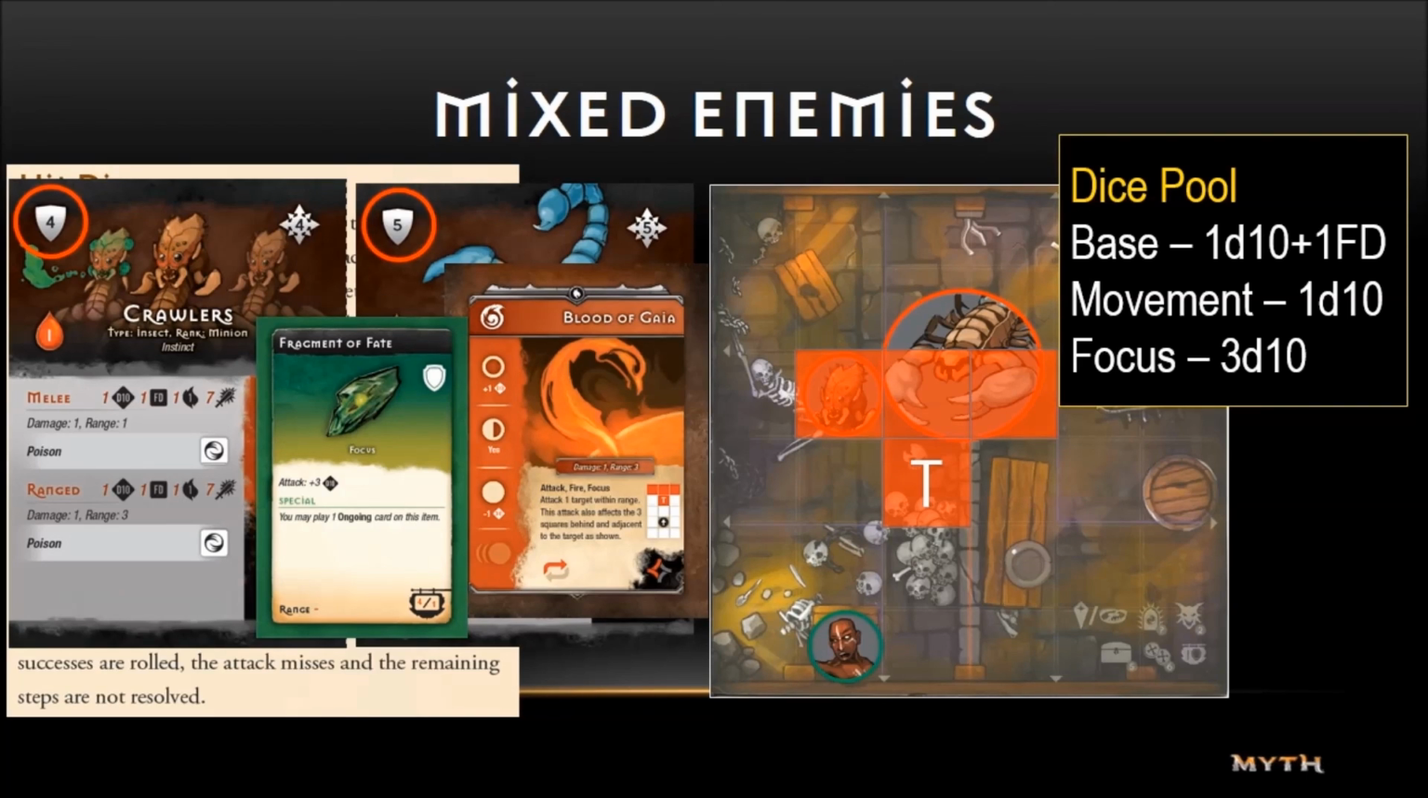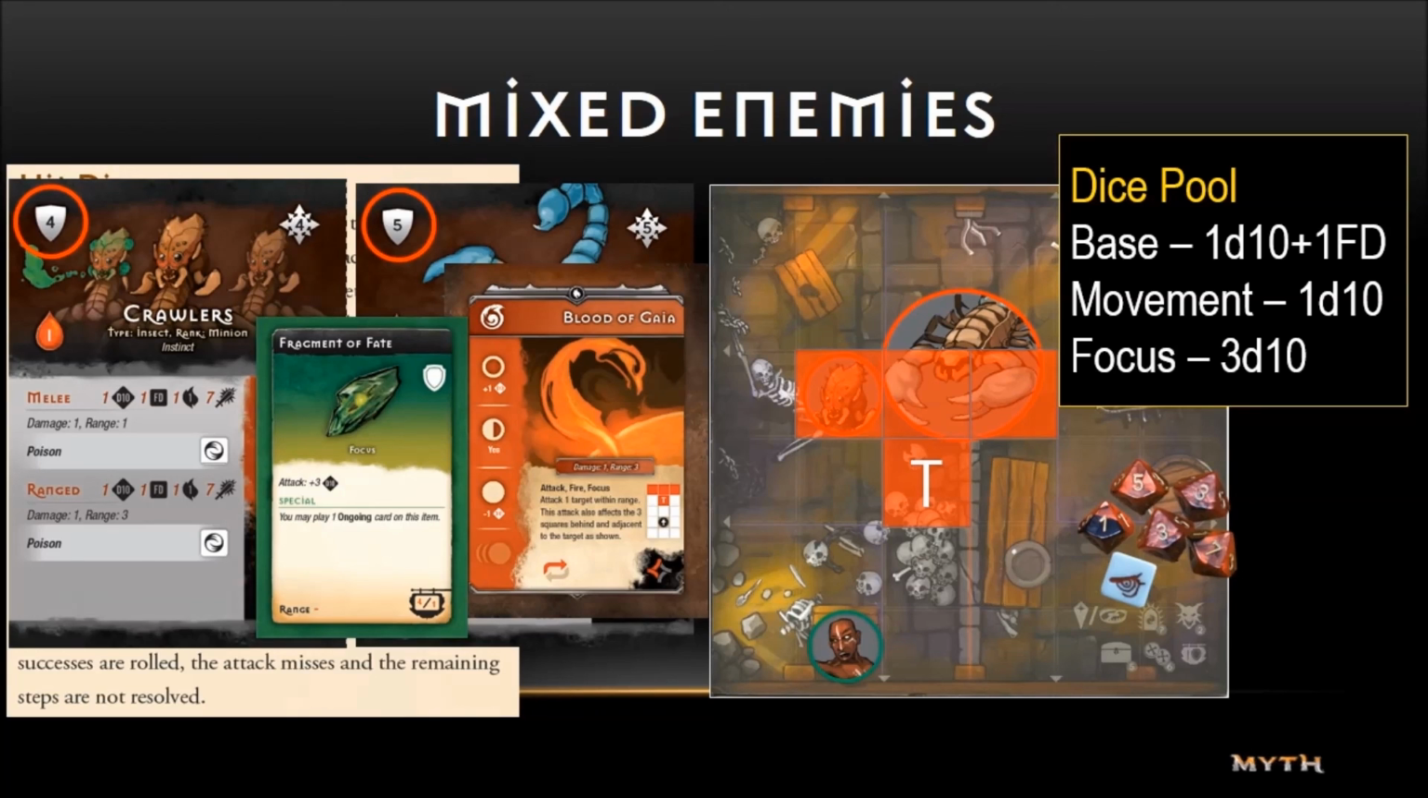I then, because this is a focus attack, can use my focus item, which is the Fragment of Fate, giving me an additional 3d10 for my dice pool roll. So a total of 5d10 and 1 fate die will be rolled. I go ahead and roll those dice out, and I have a 1, I have 2 3s, I have a 5 and a 7, and my fate die was a rage symbol.